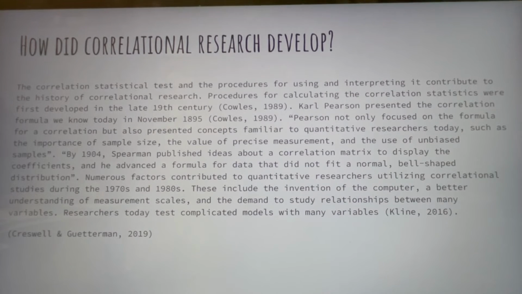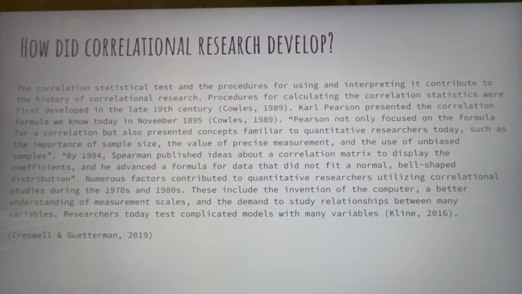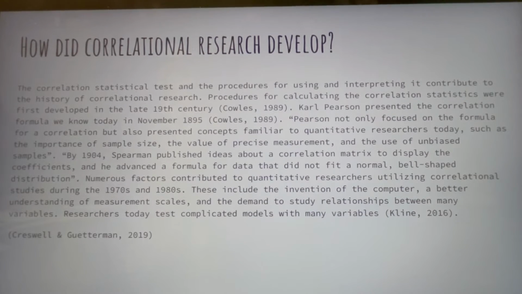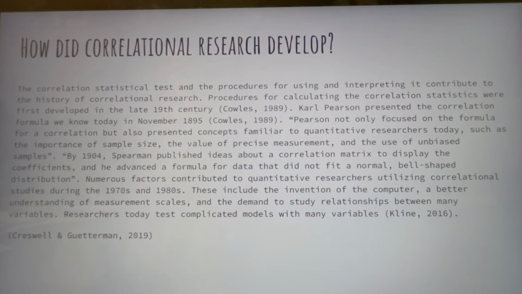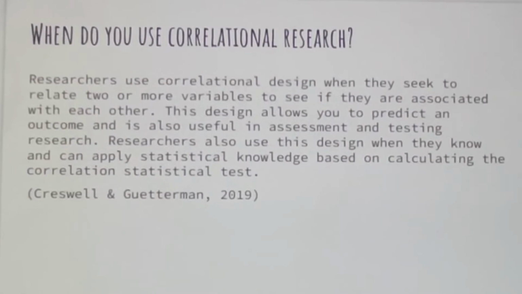By 1904, Spearman published ideas about a correlation matrix to display the coefficients, and he advanced a formula for data that did not fit a normal bell-shaped distribution. Numerous factors contributed to quantitative researchers utilizing correlational studies during the 1970s and 1980s. These include the invention of the computer, a better understanding of measurement scales, and the demand to study relationships between many variables. Researchers today test complicated models with many variables.